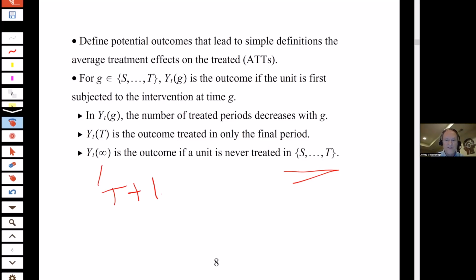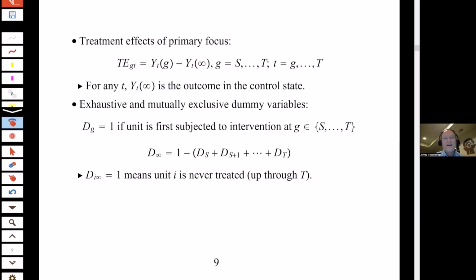So I'm just going to use this Y_T(∞). In fact, what the treatment effects are defined to be is to take the difference in these potential outcomes. So we want to know at calendar time T what's the difference in the potential outcomes from first being treated in period G, where G is going to be less than T, and then compare that to the potential outcome in the never treated state.